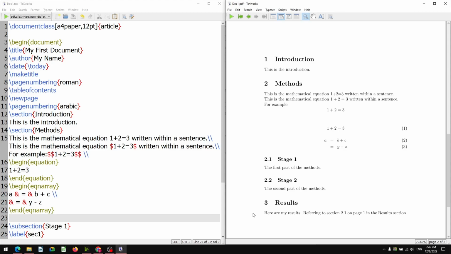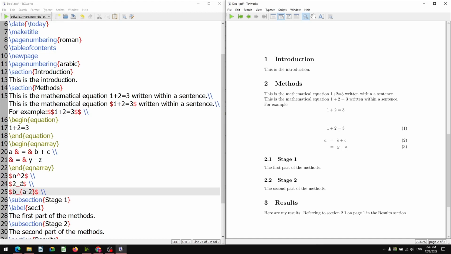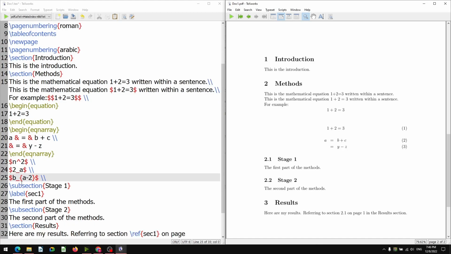Similarly, for powers and indices, we can use the hat and underscore. We'll write and check how to write the powers and indices. So now after the eqnarray command, down the line number 22, end eqnarray, 23, 24, 25, some equations are written.